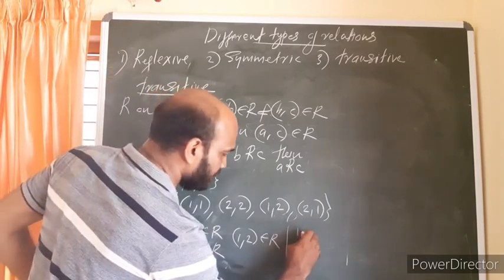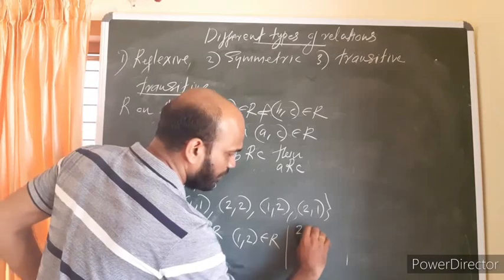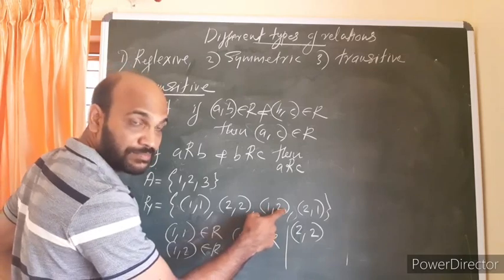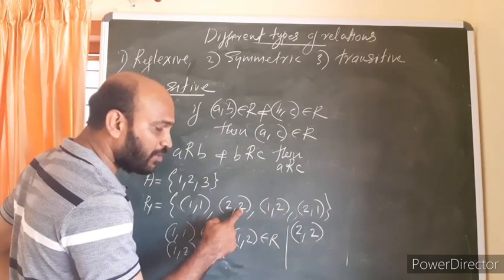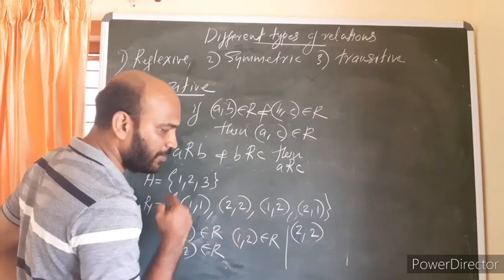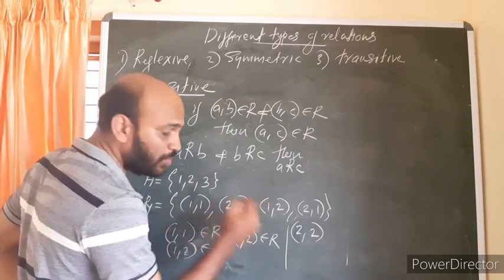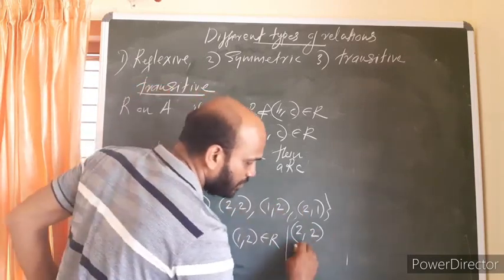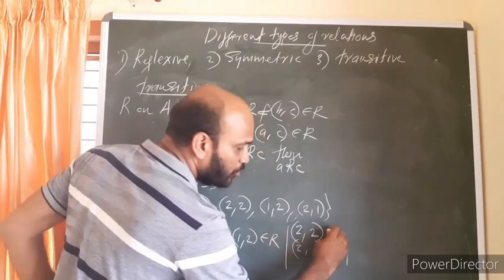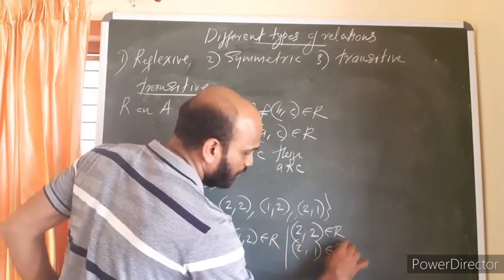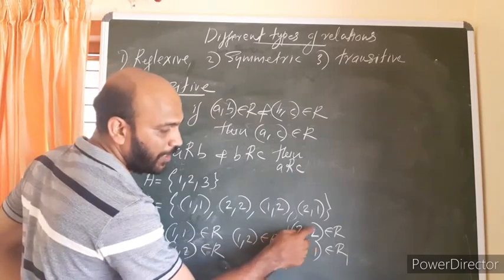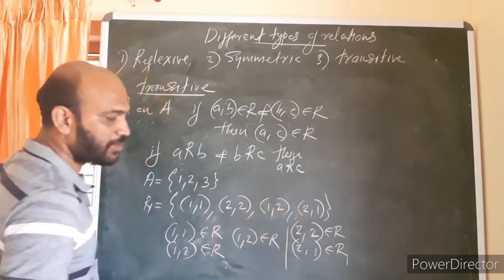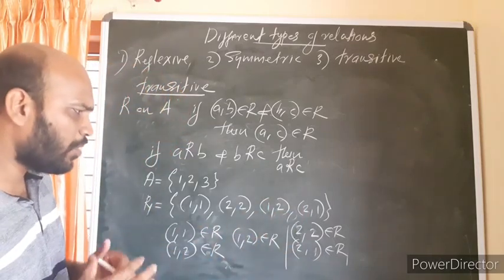So 1, 2. We can take 2, 2 as the first ordered pair. Then this one you cannot take, because the y coordinate of the first ordered pair should be equal to the x coordinate. Here it is 2, here it is 1, 2 is not equal to 1. That means we cannot combine these two. We can combine 2, 2 and 2, 1. Since 2, 2 belongs to R and 2, 1 belongs to R, there should be 2, 1. AC means 2, 1. 2, 1 is here. So it is okay for the second example. Like that you have to check all examples.